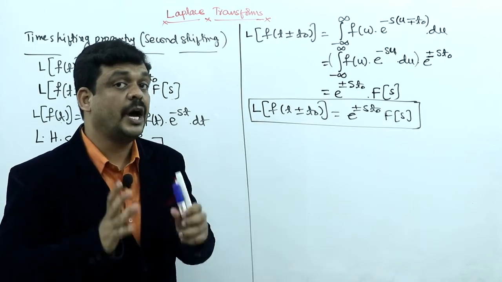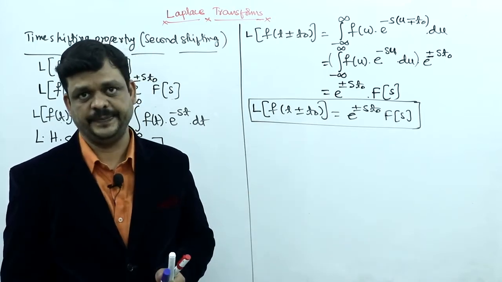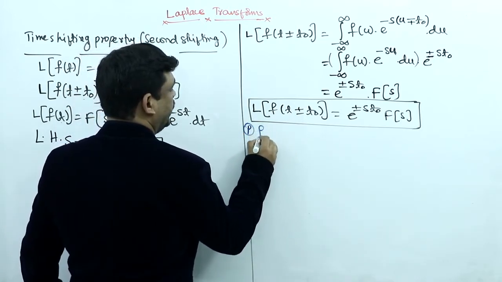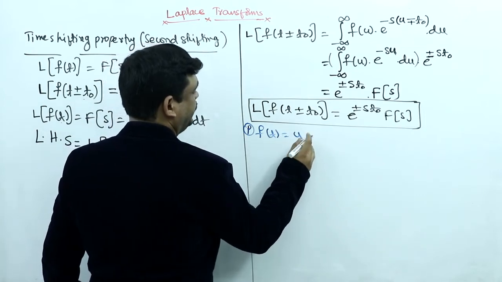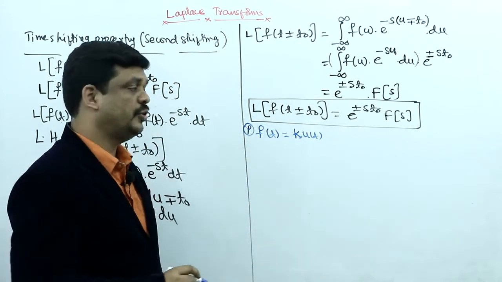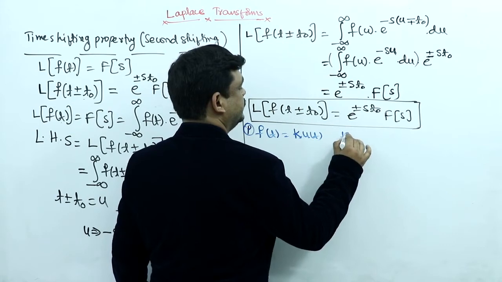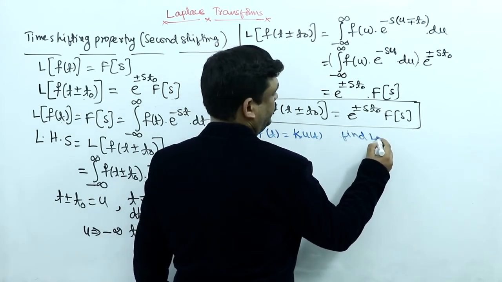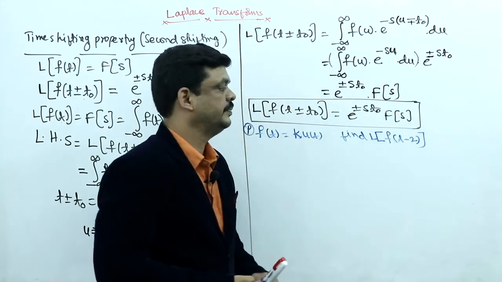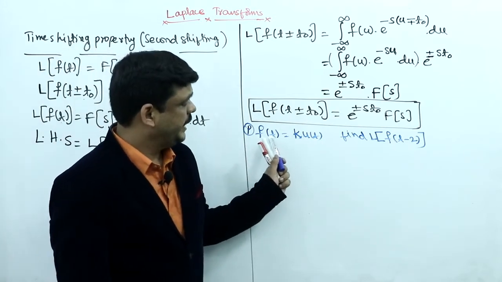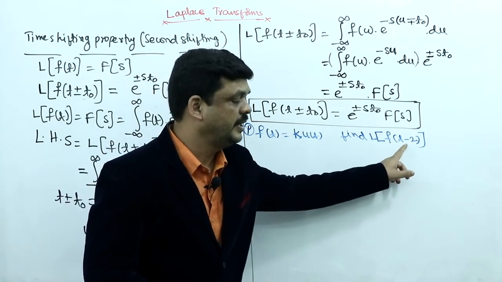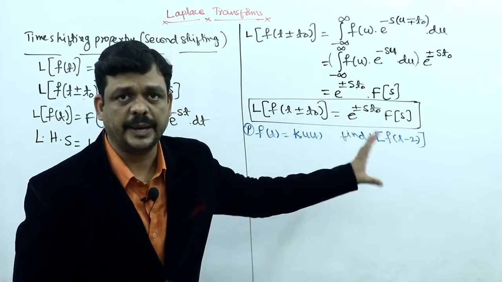Now I will explain how to apply this property for different types of signals, right? For that purpose, first of all I am taking one basic problem here. f of t is k into u of t. Then find the Laplace transform of f of t minus 2. This is one basic equation. So the f of t function is there, then we have to find the Laplace transform of f of t minus 2, shifting applied in the time domain. Then immediately we have to apply the time shifting property.